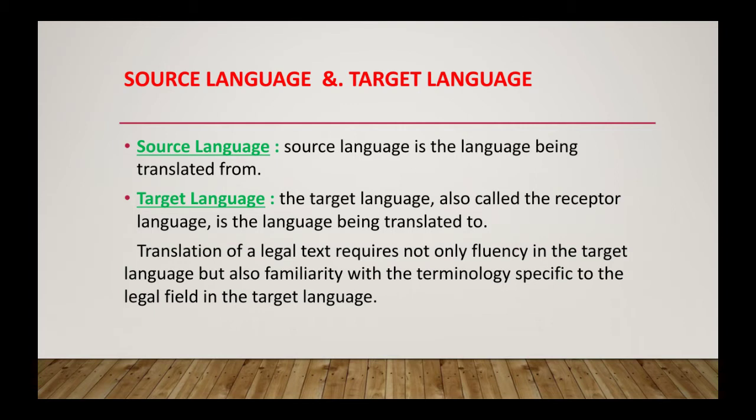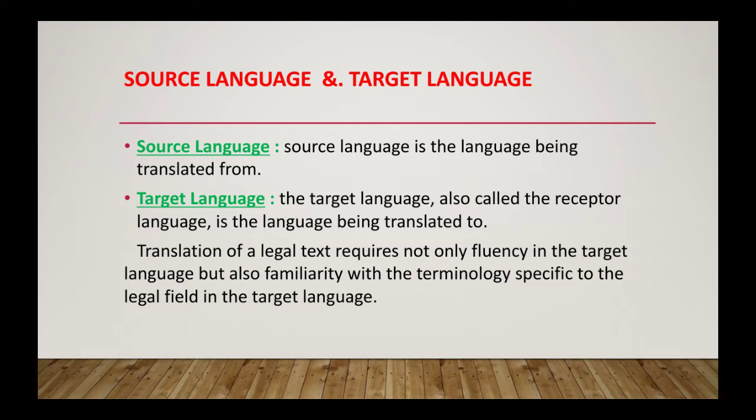For example, we have read the various versions of Shakespeare's work. The original, of course, is written in English, and when it is translated into a Bengali version or Hindi version or other versions, then those texts are the translated texts, while the English texts are the source text here.